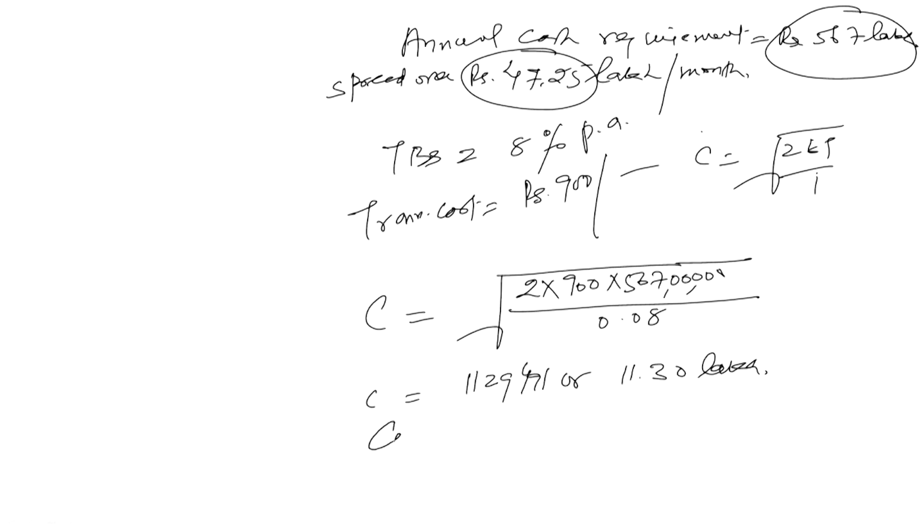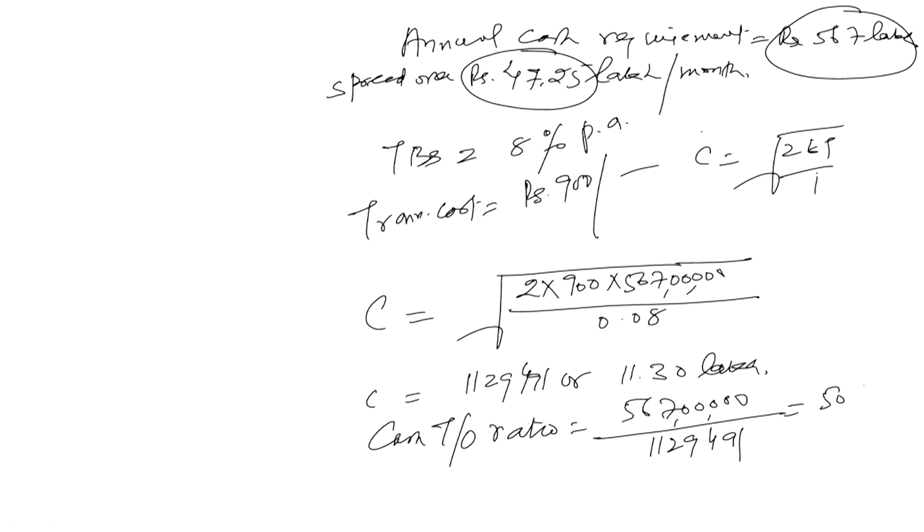Now, calculate the cash turnover ratio. How much does it work out as? 5,67,00,000 divided by 11,29,491. How much is this ratio? This works out as 50 times.